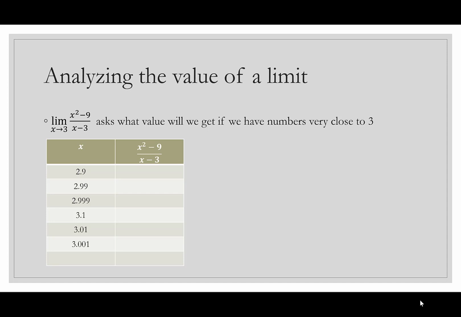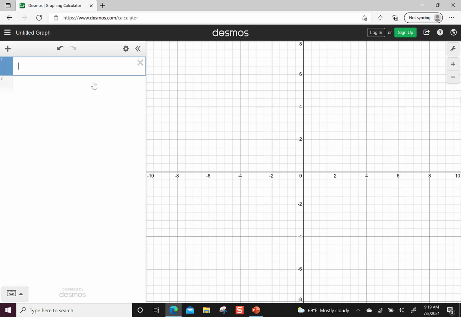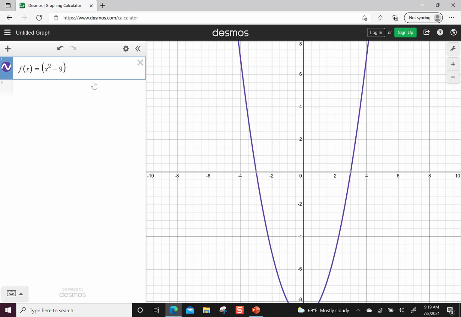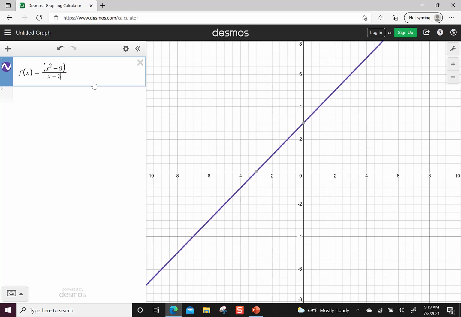What we want to do is plug these into x squared minus 9 over x minus 3. That can take some time, so let's make it easier by using Desmos. We're going to start by putting in our function. f of x is equal to, we want to put parentheses, that way it will keep the x squared minus 9 together. Close parentheses, divide by x minus 3.